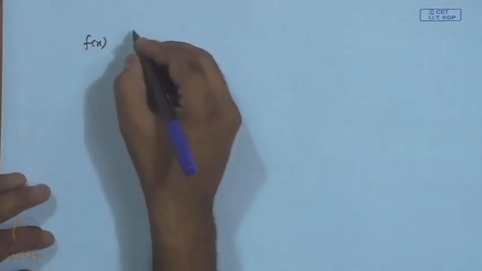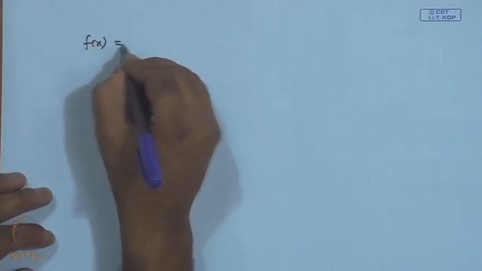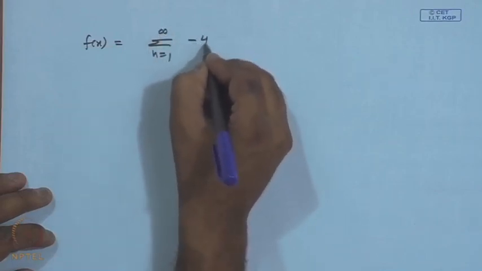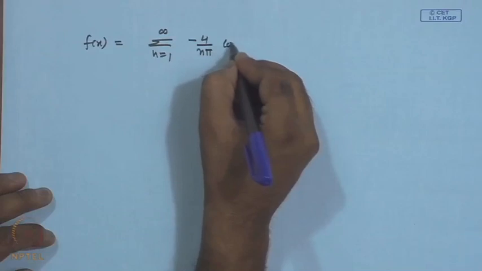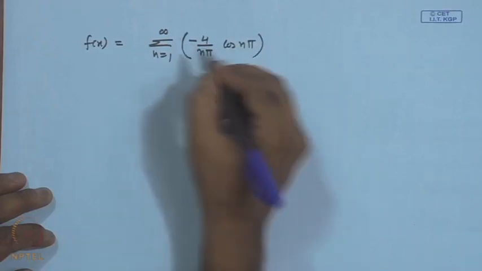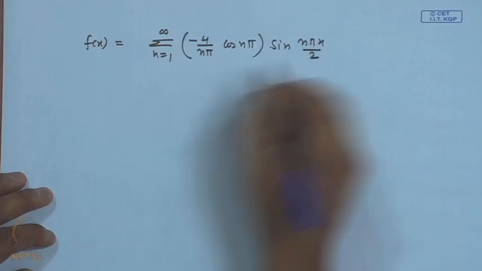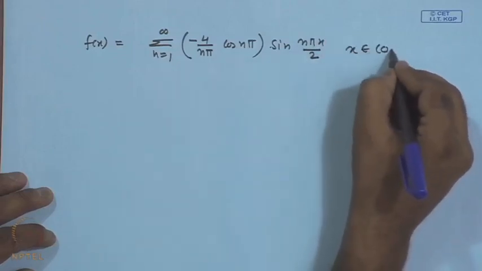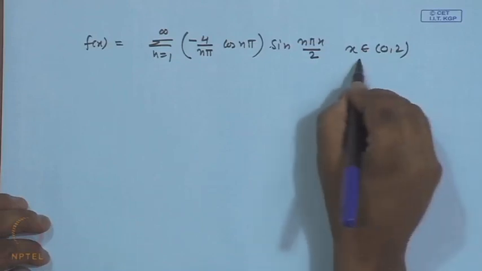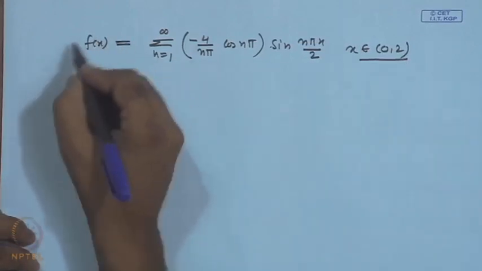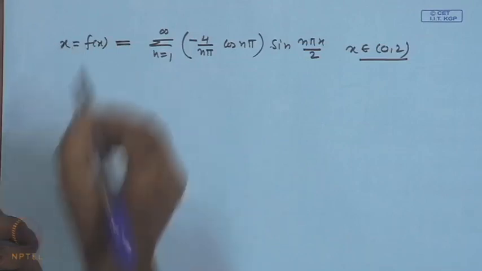So, we then get this sine Fourier series: sum n from 1 to infinity of minus 4 over n pi cos(n pi) sin(n pi x over 2), with x between 0 and 2. So, when we write this for x between 0 to 2, we can write this equality, and this is equal to x.